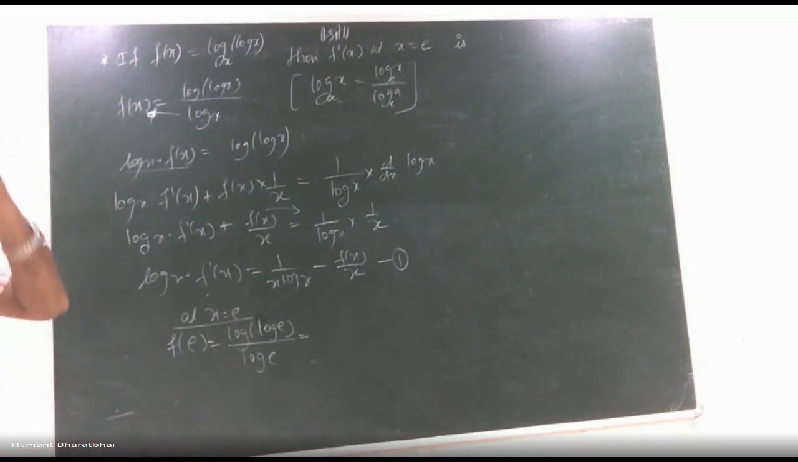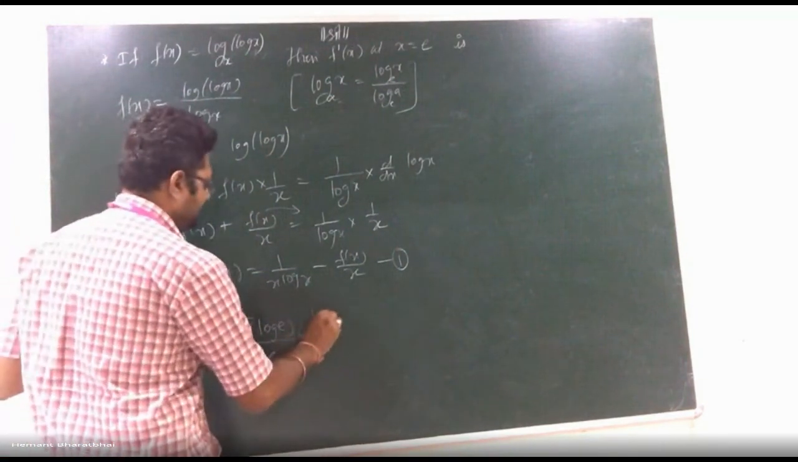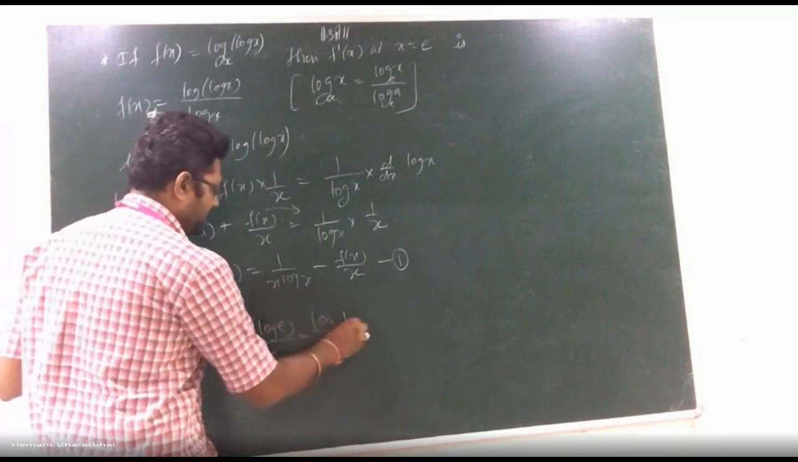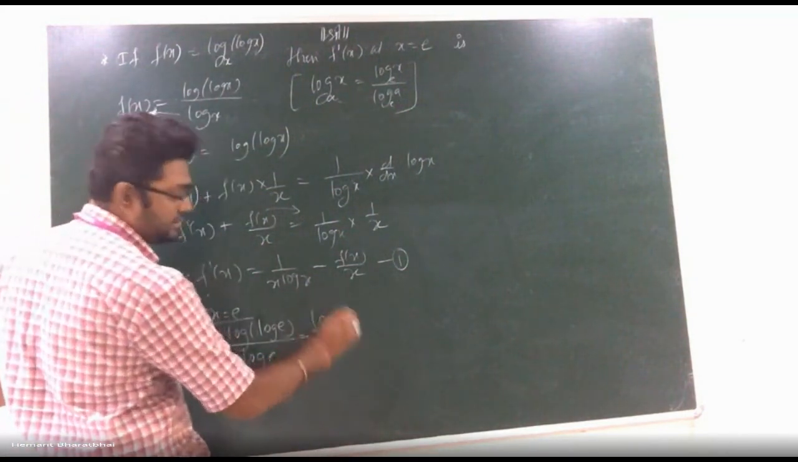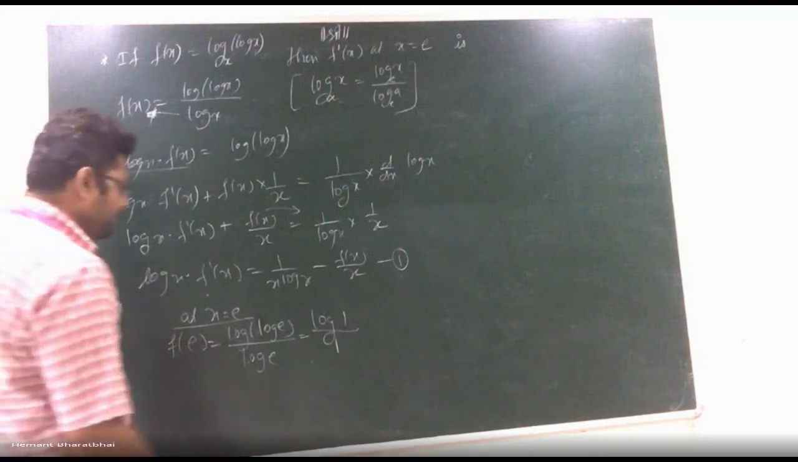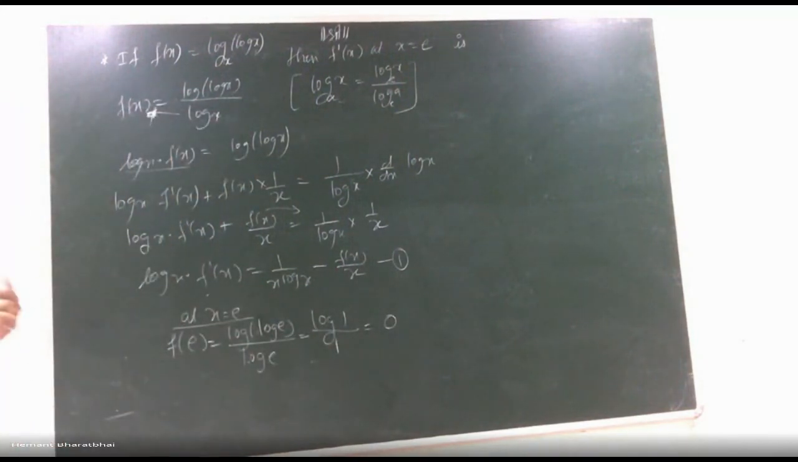Now log and antilog cancel each other, hence log of e is 1. Here also log and antilog cancel each other, so I'll get 1. Now log of 1 is 0. So 0 upon anything is 0. So f(e) will be 0.